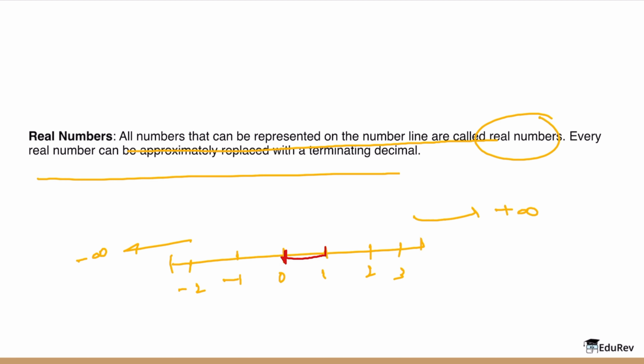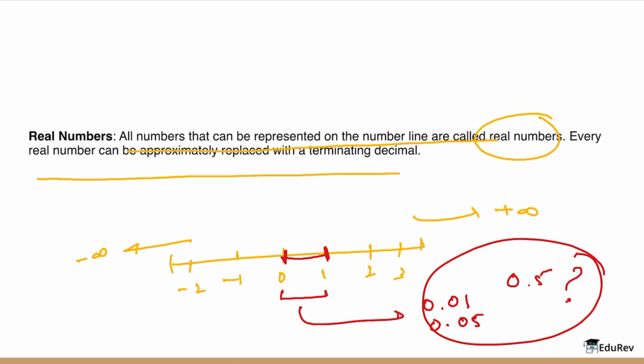0 and 1 we have marked, but what about the numbers which are between 0 and 1? That is, what about the numbers 0.01 or 0.05 or in that case 0.5? What about these numbers? What are these numbers? Where to include these numbers? Didn't these questions arise in your mind that what actually are these numbers and where I need to include these numbers for that sake and for that matter?